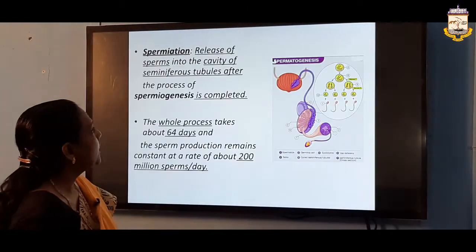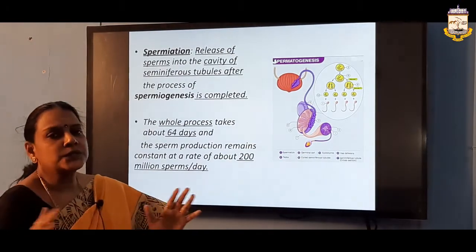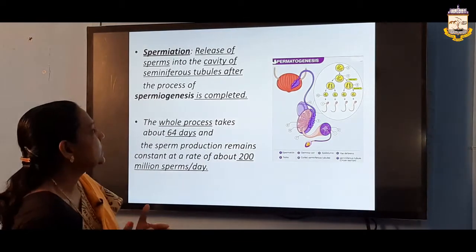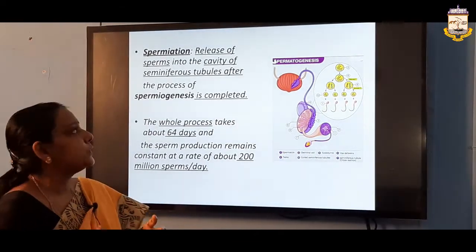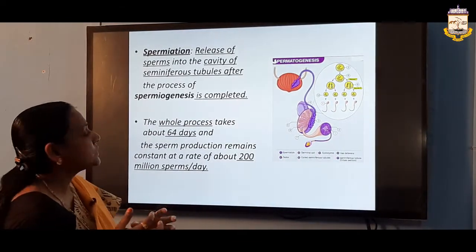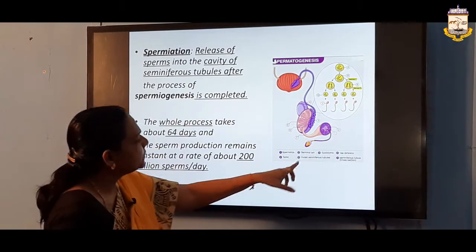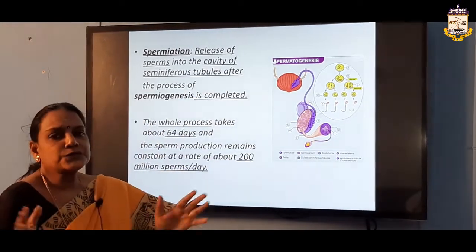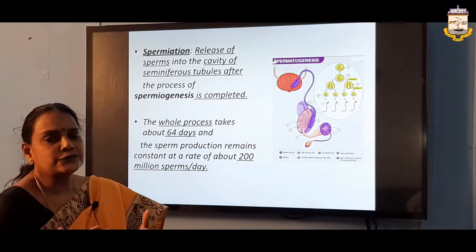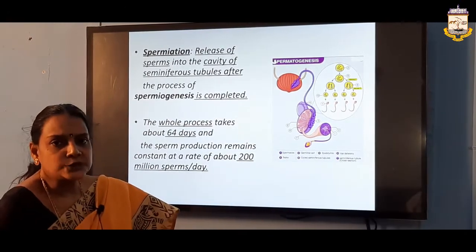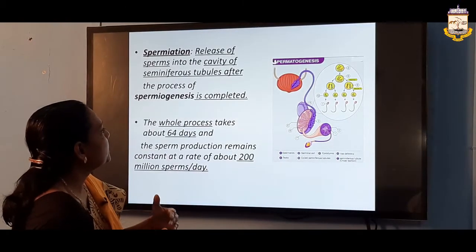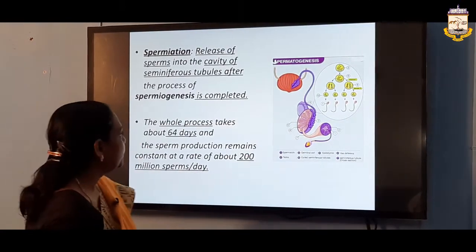Okay. The next one, after the completion of the spermatogenesis, is the spermiation process. That means spermiation means release of the sperms. They have to release the sperms now into the cavity of seminiferous tubule. See here the seminiferous tubule cavity. Here, after the completion of the spermiogenesis, that means transforming it into a functional aspect, it is transformed, and after the transformation it is given to the seminiferous tubule.